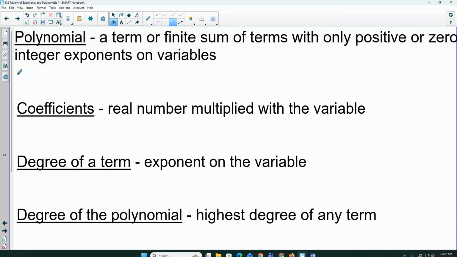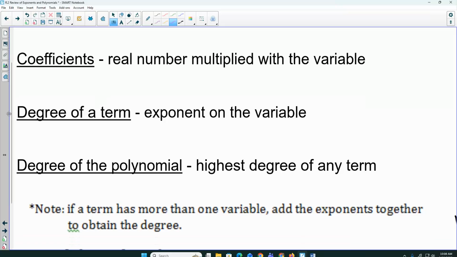Monomial, binomial, trinomial, those are all special cases of polynomials, which just means you have one or more terms added or subtracted. In that polynomial, your exponents are always nice. No negative exponents, no fraction or decimal exponents, just whole numbers. When I say a coefficient, that is a number that is multiplied with variables. So for instance, if I said 5x to the third y squared, what is my coefficient?